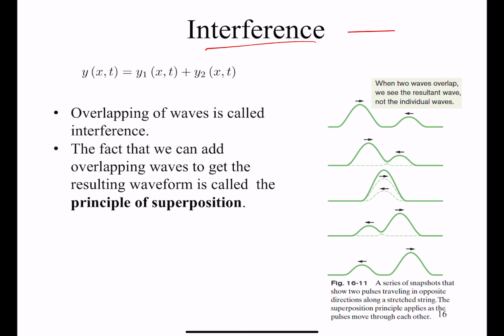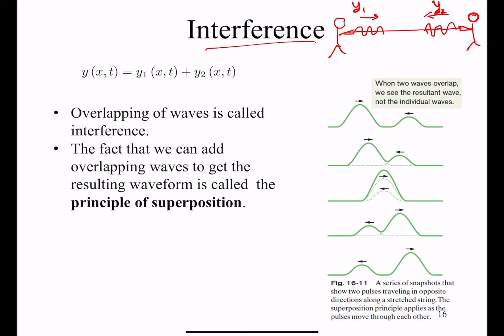So suppose there is a long string and you are holding on to one end of the string and shaking it, and you're creating a wave that's traveling to the right. Now let's say at the other end of the very long string, your friend is holding this end of the string and shaking it and creating a wave that's traveling in this direction, like that. Your wave is represented by y1 and your friend's wave from the right is represented by y2.